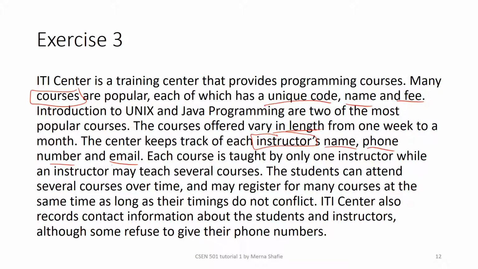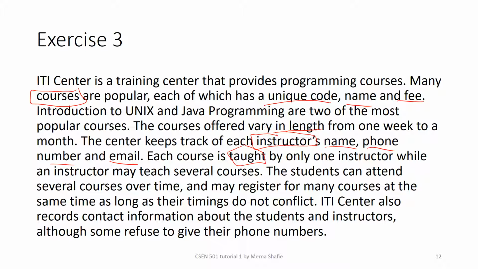Each course, as we said above already, is taught by only one instructor. So taught by is a relationship, and we know that each course has exactly one instructor, and one instructor may teach several courses. Okay? The students can attend several courses over time and may register for many courses at the same time as long as their timings do not conflict.